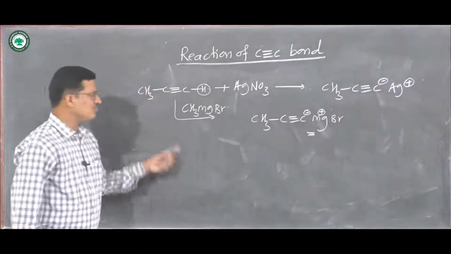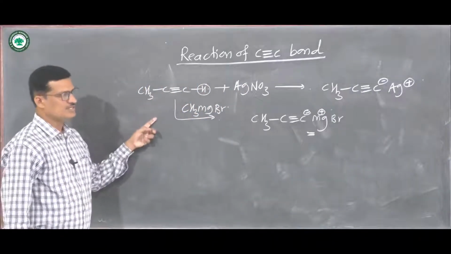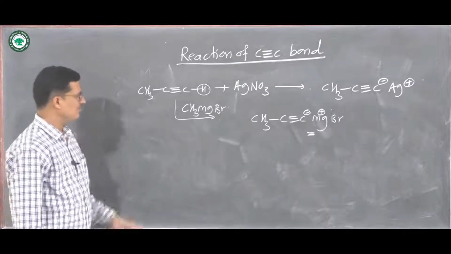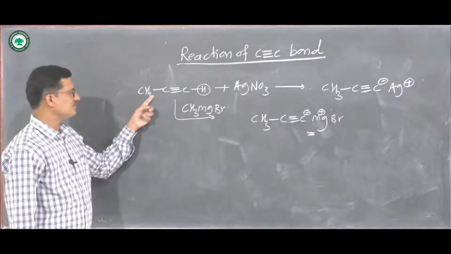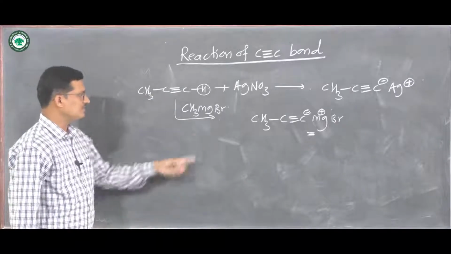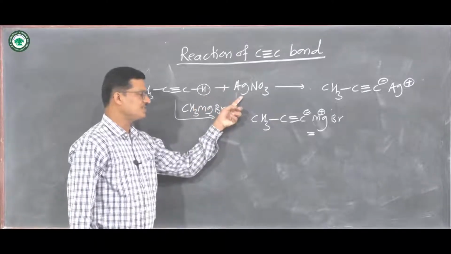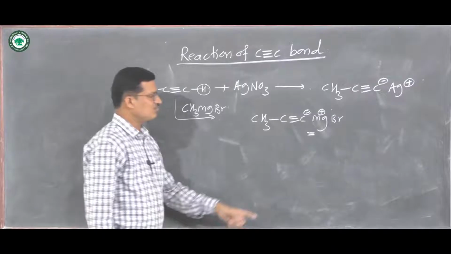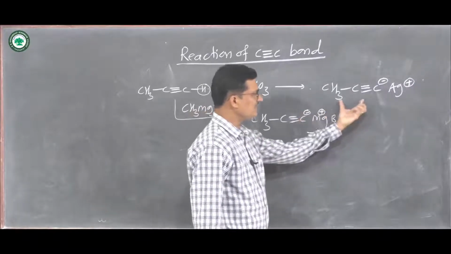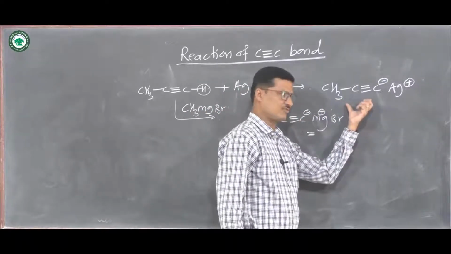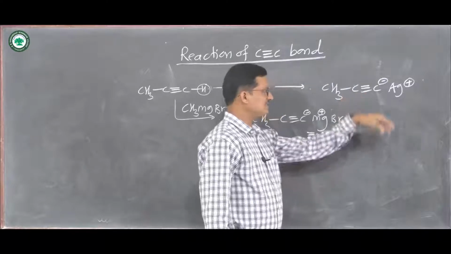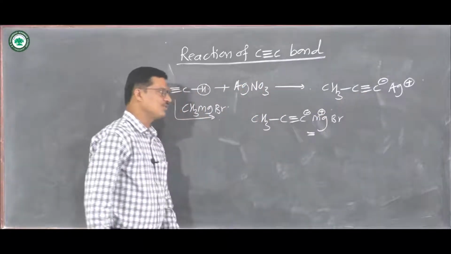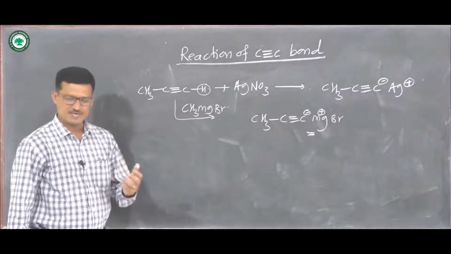So this is a very important reaction to form higher alkynes. Because you take a terminal alkyne having 3 carbons and treat it with AgNO3 or heavy metals like magnesium, there is formation of acetylides, and these acetylides act like a carbanion. So that's why this carbanion is useful for the preparation of higher alkynes.